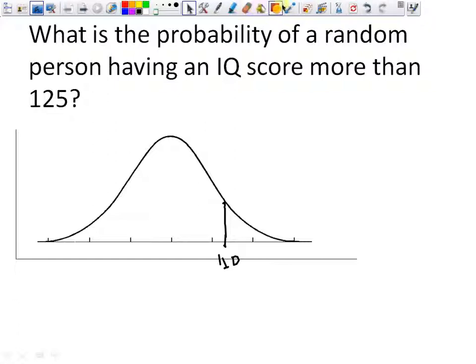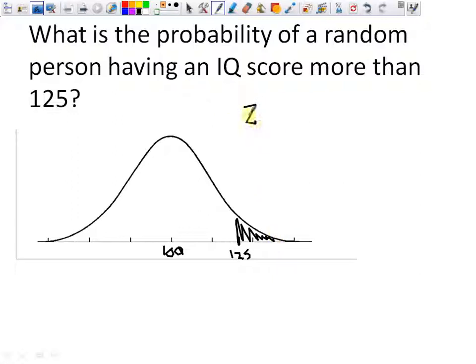Now we want more than 125. So again, we can't use the empirical rule, because 125 doesn't lie exactly 1 or 2 standard deviations away. Remember this is 100, this is 115, 125 is around here. So we're trying to find the probability to the right. Again, we know it's going to be less than 0.5 because it's less than half of the curve. So we get our z-score.